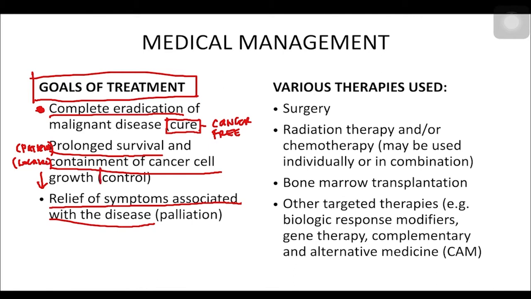And then, last but not the least, is to relieve your symptoms. It's more of palliation. Okay? So, yun. Cure, control, and palliation. That's your main three goals for treatment. Sige, gawin natin acronym. Goals for treatment, CCP. What is CCP? Cure, control, and palliation. Yan yung mga ating shortcut. Okay. So, for medical treatment or management, those are the goals.